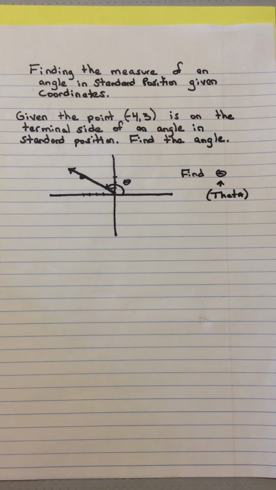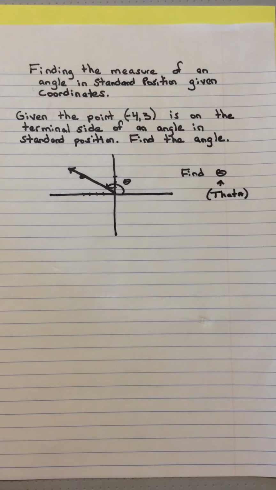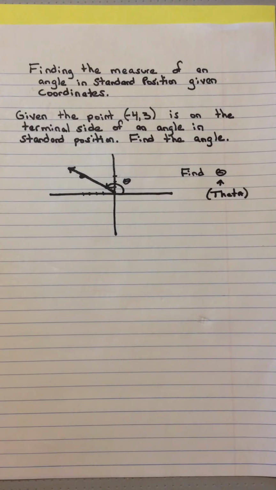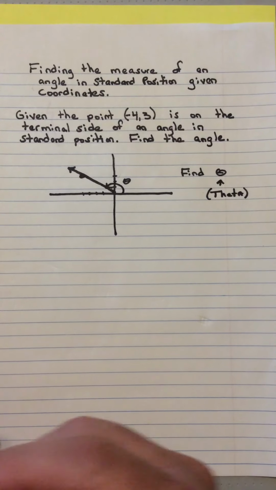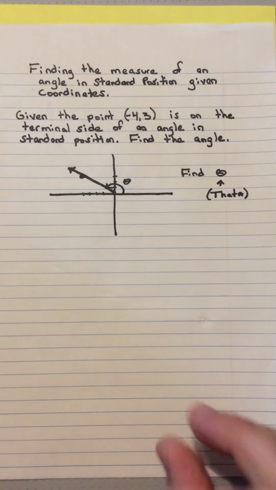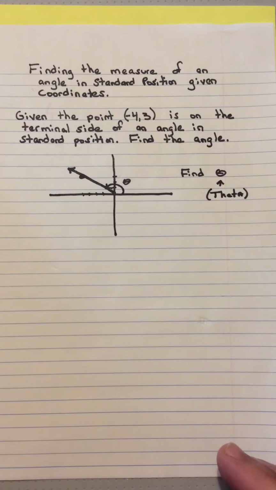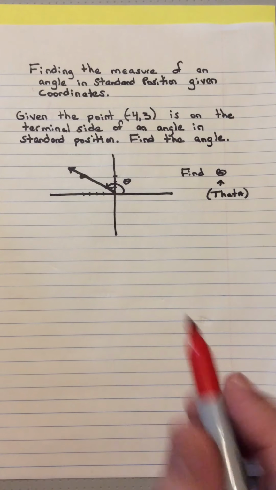All right, good morning. In this short video, we're going to talk about how to find the measure of an angle in standard position if we're given a point on the terminal side. So let's recall from our previous lesson what an angle in standard position means.